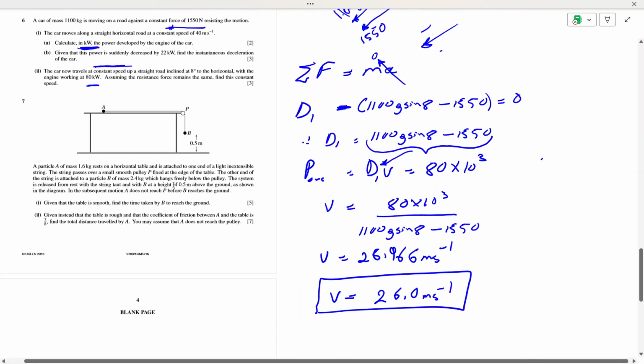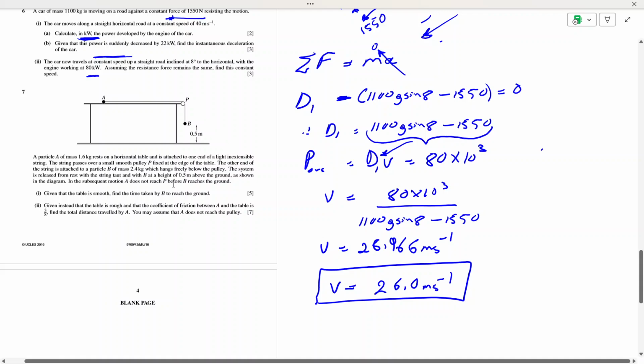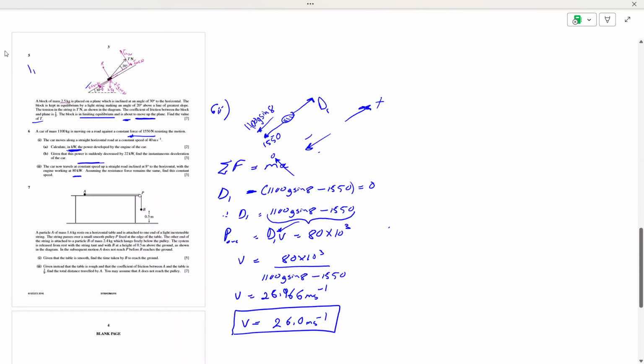That's it for question 6. Now, question 7, final part, final question for this paper.